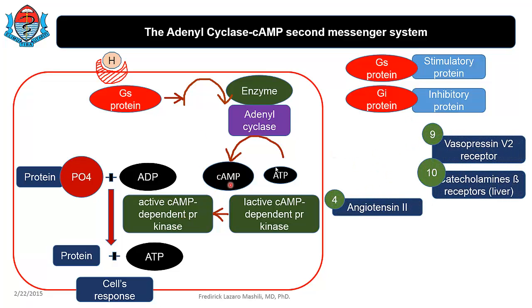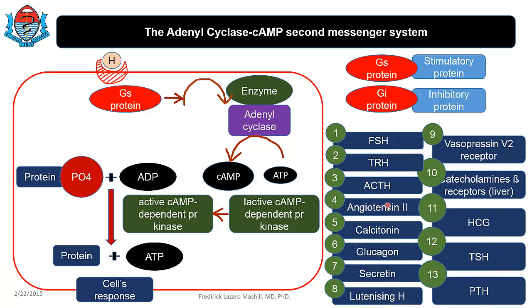So what are examples of hormones utilizing this system? We have vasopressin, V2 receptor. You should note this very carefully. Vasopressin, when it activates V2 receptors in the epithelial cells, acts through this mechanism. But vasopressin can also act by activating V1 receptors in endothelial cells, and in so doing, it will activate another system. Catecholamines, when they activate beta receptors, for example in the liver, causing gluconeogenesis, act through this mechanism. But catecholamines, when they stimulate alpha receptors, utilize another mechanism. You should note that. Angiotensin II in epithelial cells utilizes this mechanism. Angiotensin II in vascular or smooth muscle cells utilizes another system.